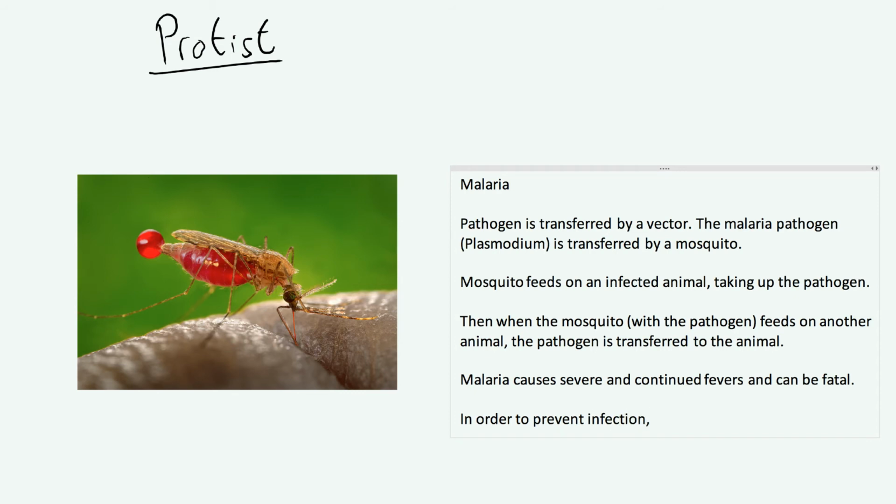infection, insecticides and mosquito nets are used in order to keep away the mosquitoes, right? Now, the mosquitoes are not the disease-causing organism. The mosquitoes, if you remember, are just transferring it, and we have a name for that. We call those vectors, right? So the mosquito is actually the vector in this case. It's transferring that pathogen from one place to another. It's basically the mode of infection.